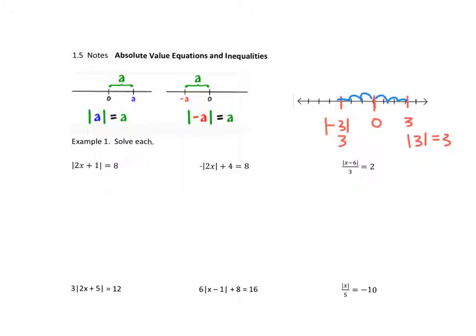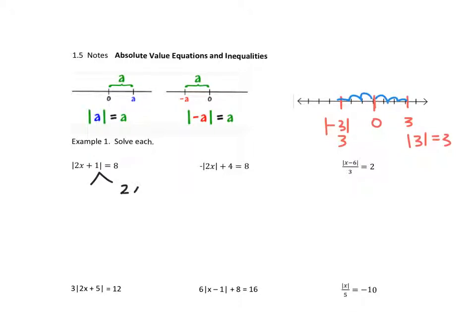So when you solve an absolute value equation, what you want to do is isolate the absolute value and then break it off into two equations, because inside here could be an 8 or a -8, because the absolute value of 8 is 8 and the absolute value of -8 is 8. So at this time I already have the absolute value isolated. So I'm going to break it up into two equations.